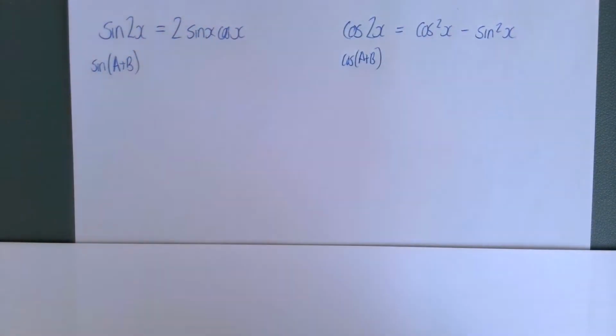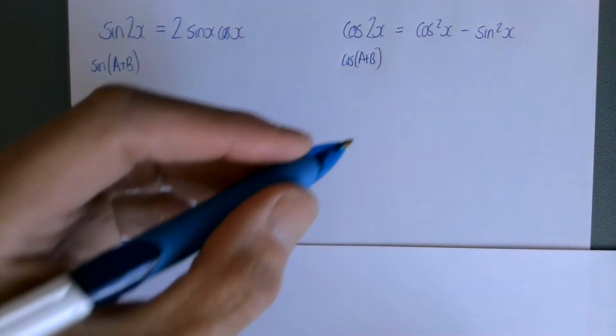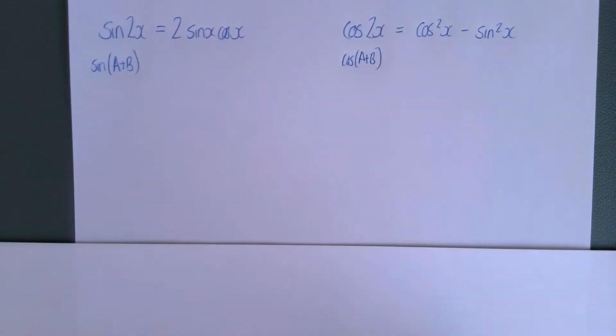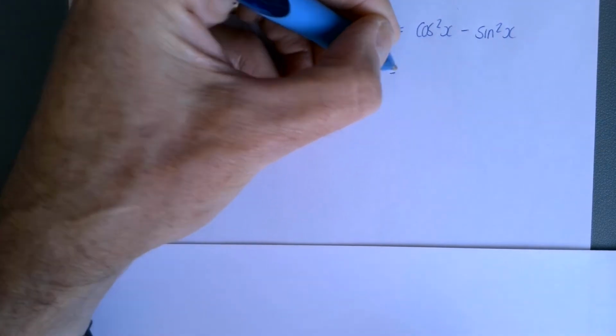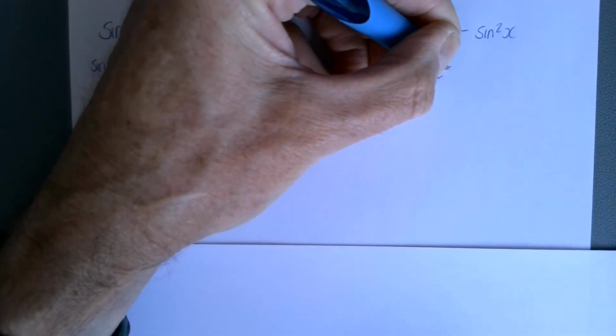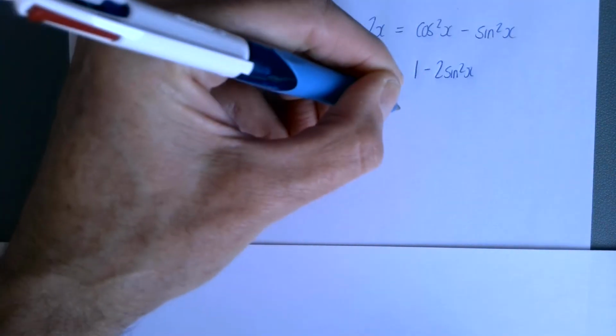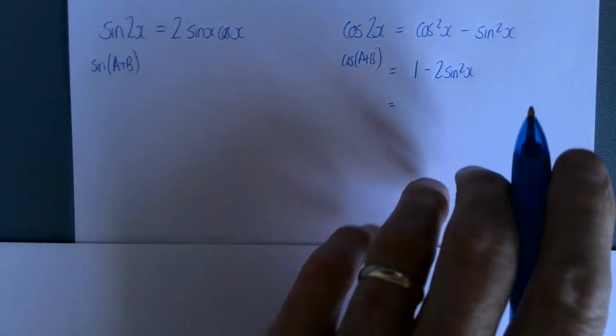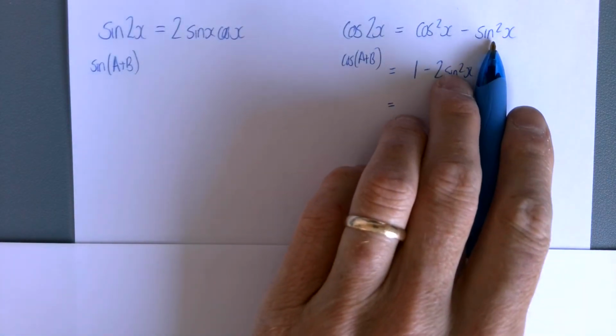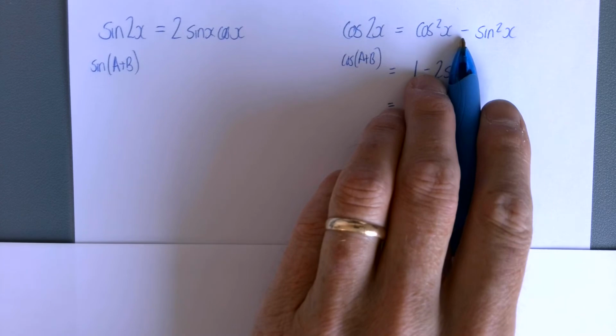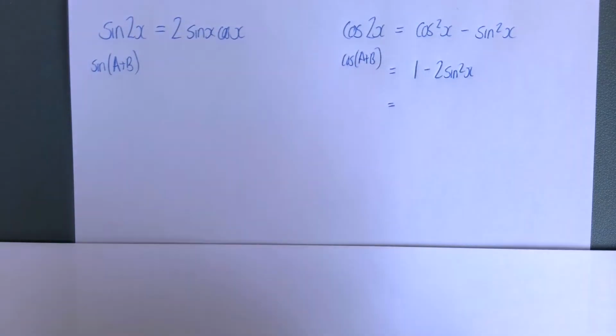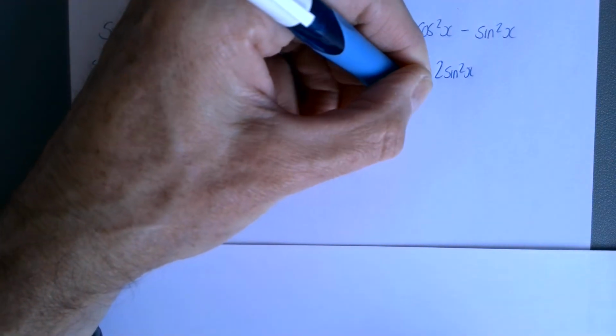Okay, cos 2x I can write in a number of ways. If I replace cos squared with 1 minus sine squared, that becomes 1 minus 2 sine squared x. A little bit more complicated is if you replace sine squared with 1 minus cos squared, because you've got minus that. So minus (1 minus cos squared) is actually a plus cos squared and a minus 1, so you end up with 2 cos squared x minus 1.